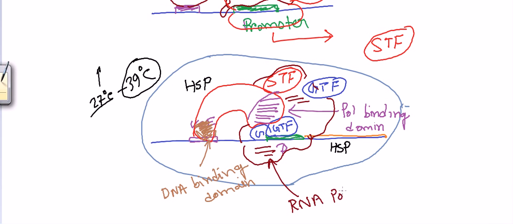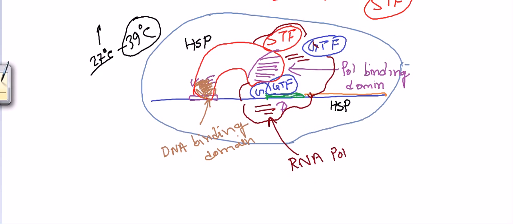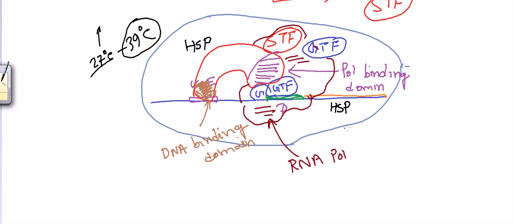They will sit onto the place and they'll start the transcription of this HSP. As they start the transcription of HSP, after some time we'll be getting more and more of this HSP, more and more HSP molecules in our hands. So here are more and more HSPs, right?